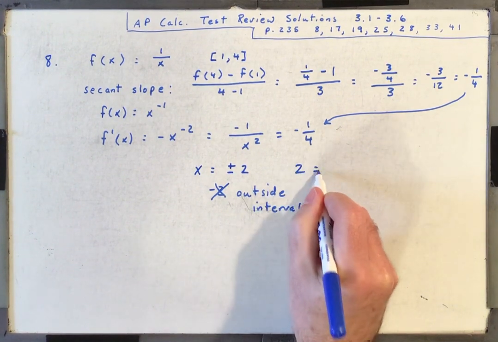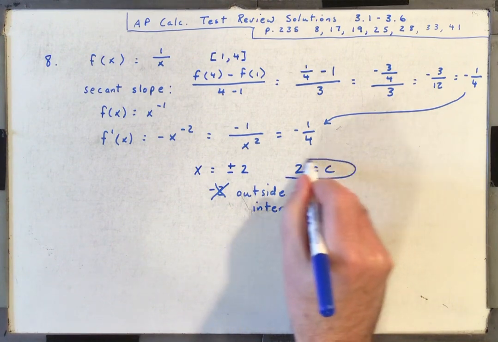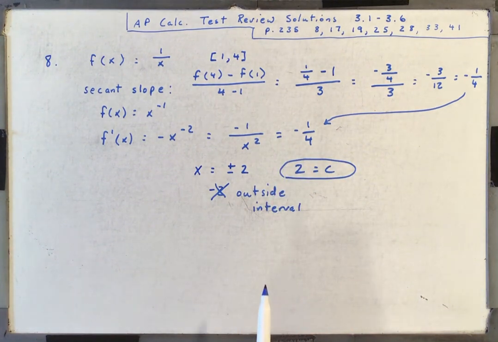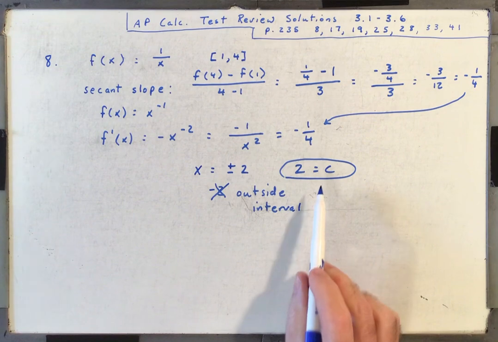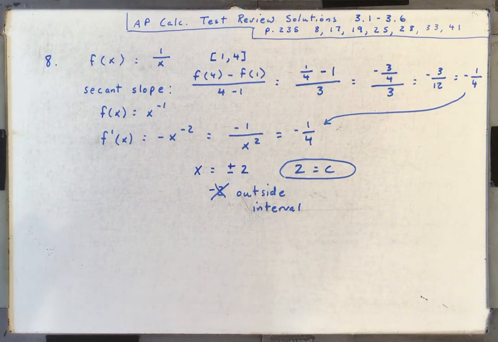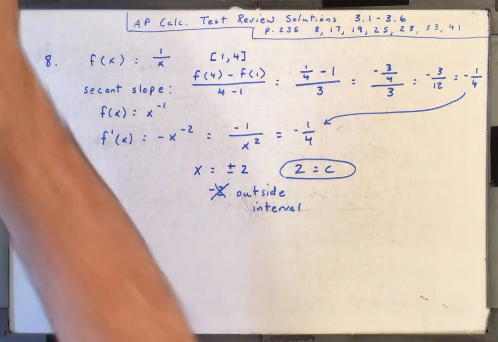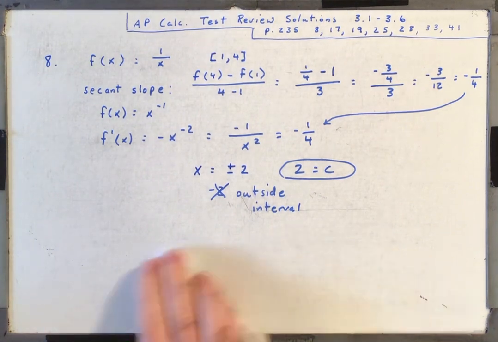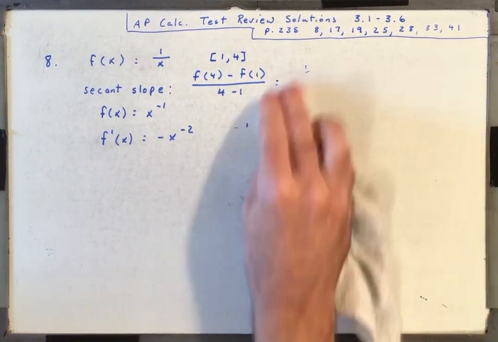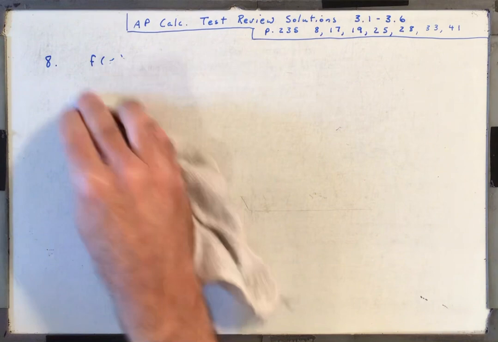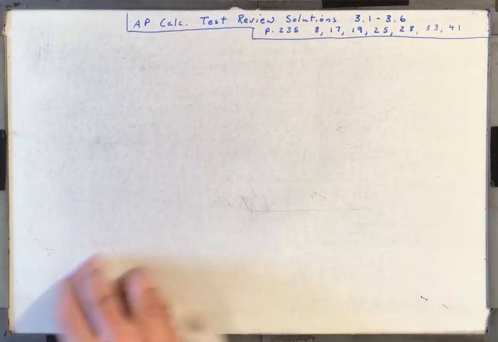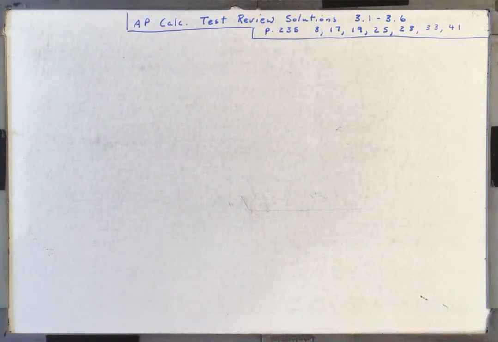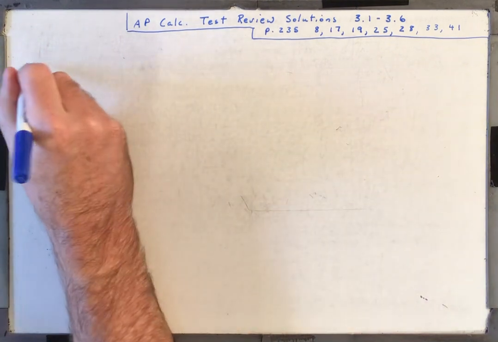So 2 is the answer, only 2. If the interval included negative 2, we would have to put that. Okay. So you just got to be careful to get the slope right. The mean value theorem is not a particularly difficult problem. Okay, next one is number 17.